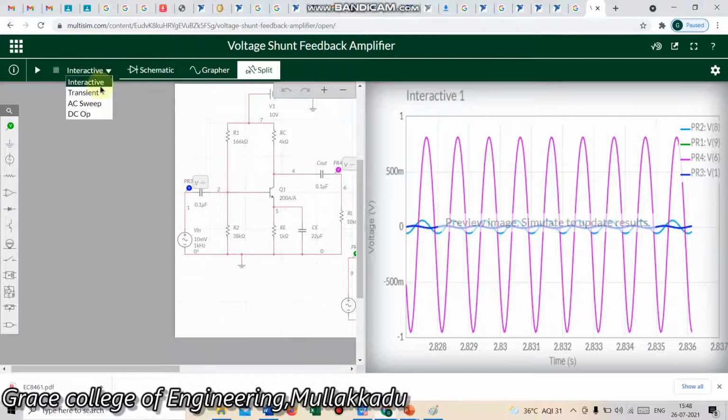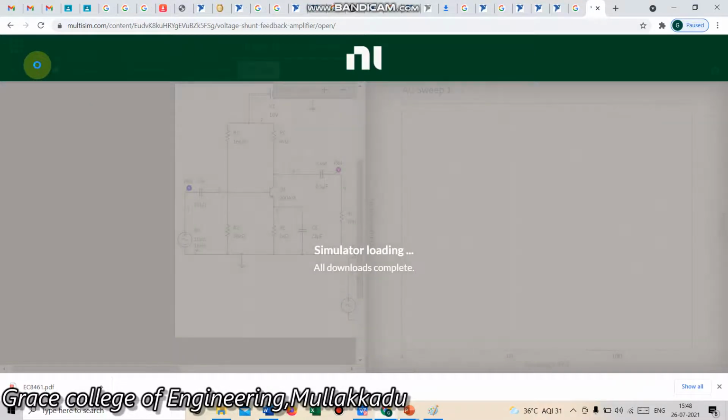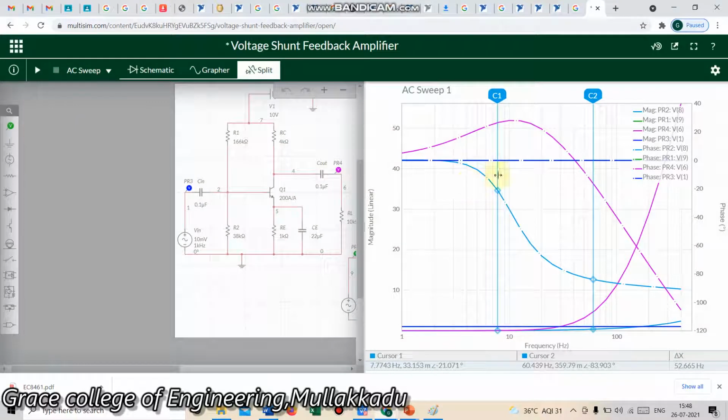If we want to see the frequency response, we have to move to the AC sweep and we can simulate and see the frequency response output. See the frequency response, the frequency as magnitude in dB scale. We can see how the frequency response was obtained. The phase as well as magnitude plot can also be obtained.